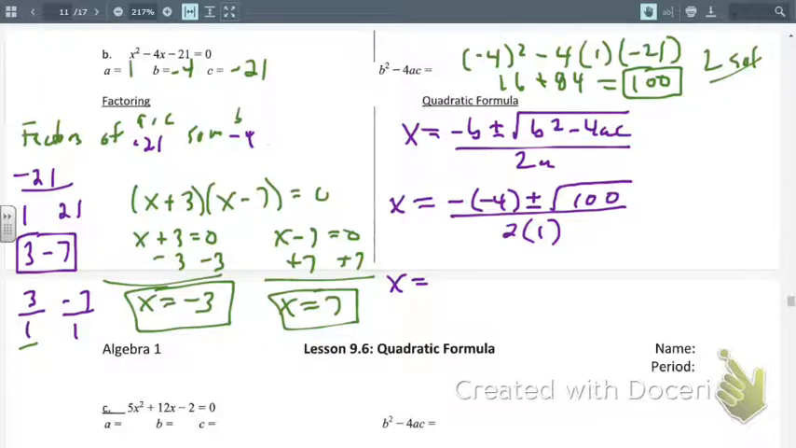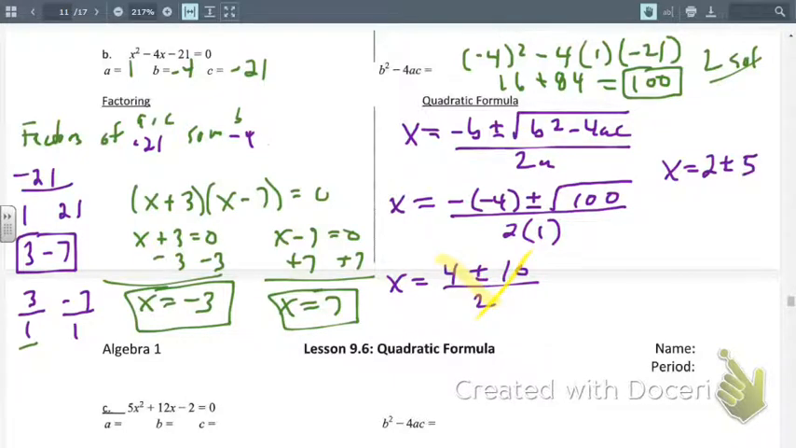So -1 times -4 is a positive 4. Plus or minus the square root of 100 is 10, all over 2. Now we're going to divide 4 by 2. That's going to give us 2. So we have x equals 2 plus or minus, and then 10 divided by 2, which is 5.